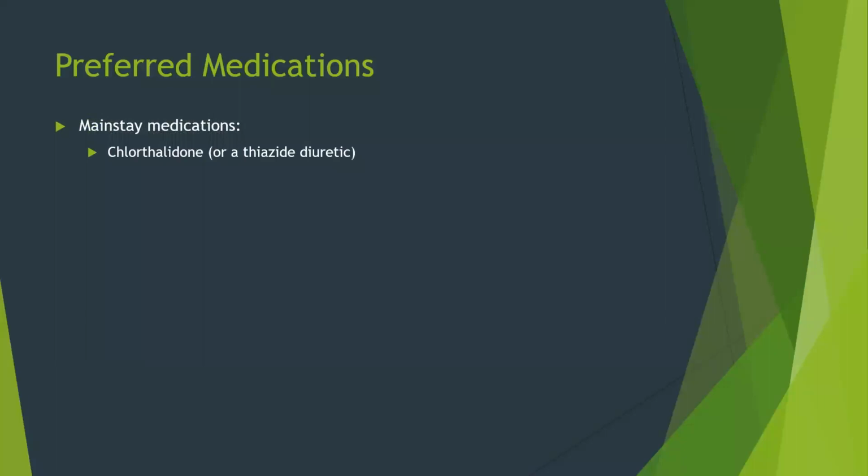Chlorthalidone or a thiazide diuretic. I keep mentioning chlorthalidone. Why do I mention that? Partially because chlorthalidone specifically is a thiazide-like diuretic. It's not actually a thiazide. That's been studied for wonderful cardiovascular benefit. Chlorthalidone has cardiovascular benefit. We like it in hypertension.